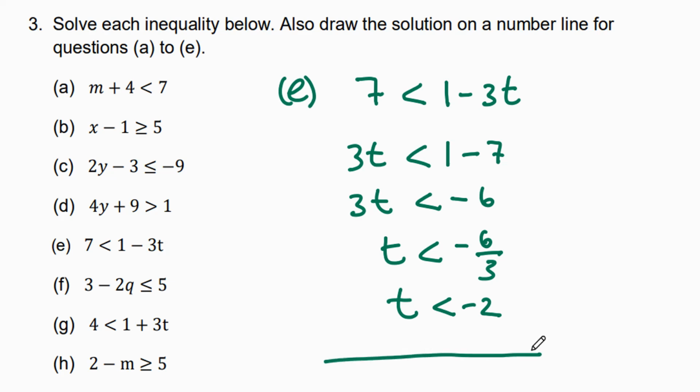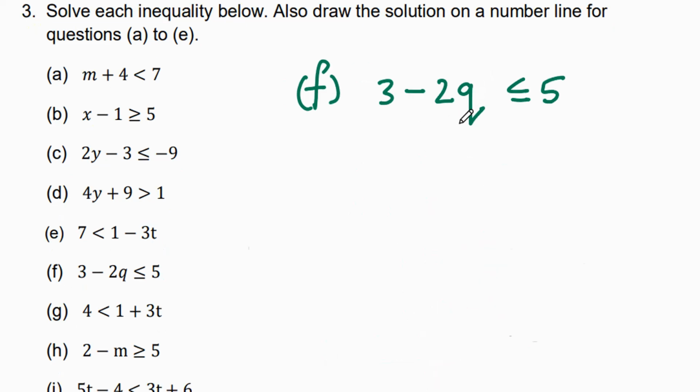Let's draw a number line. Now t is strictly less than negative 2. So we need a circle at negative 2. And it is to point to numbers smaller than negative 2.